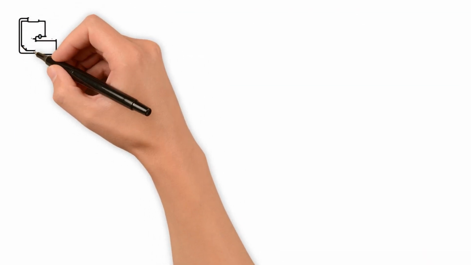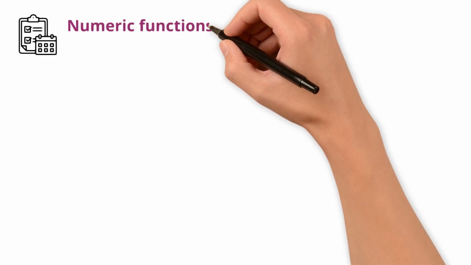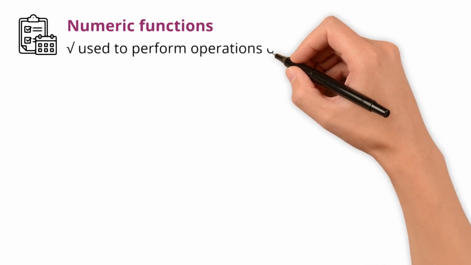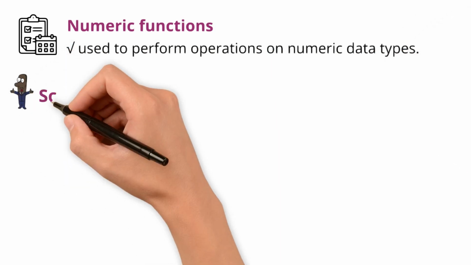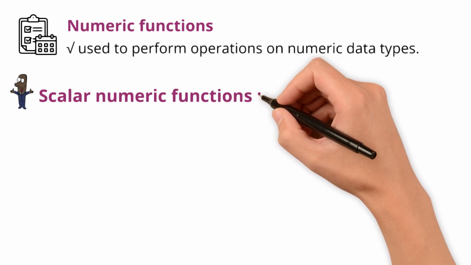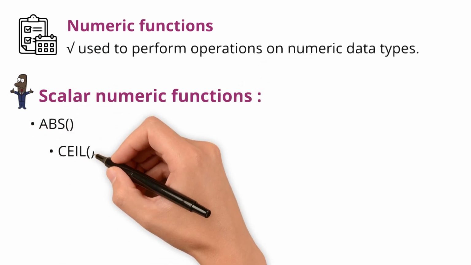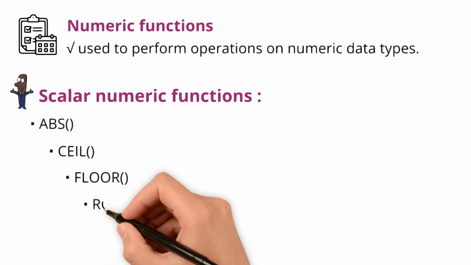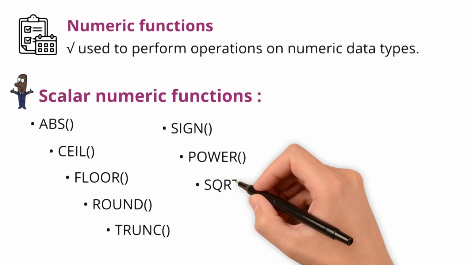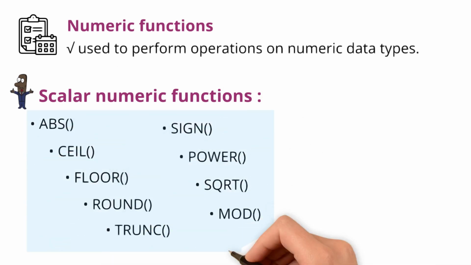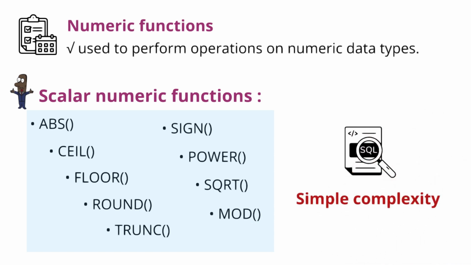Before we jump right in, a quick recap. Numeric functions in SQL are used to perform operations on numeric data types. Some commonly used scalar numeric functions include ABS or absolute function, ceil, floor, round, trunc, sine, power, square root, and mod functions. Now let's begin with the queries of simple complexity.